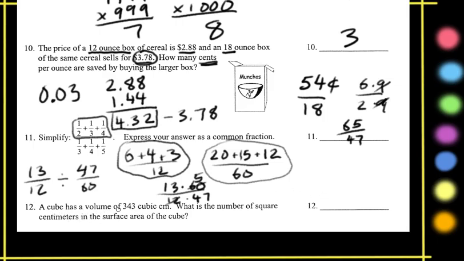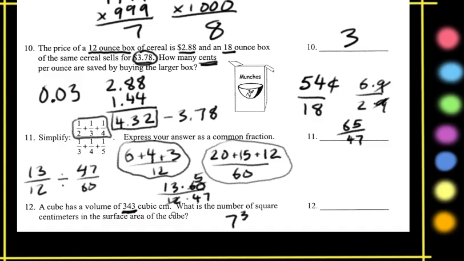Okay, this one says a cube has a volume of 343 cubic centimeters. What is the number of square centimeters in the surface area of the cube? Now, if you are a good MATHCOUNTS student, you would memorize all the squares, 1 squared, 2 squared, 3 squared, all the way up to probably 20 squared. And you'd also memorize all the cubes, 1 cubed, 2 cubed, 3 cubed, all the way up to 10 cubed, which is 1,000. If you do that, you would recognize this number, 343, as being 7 cubed.